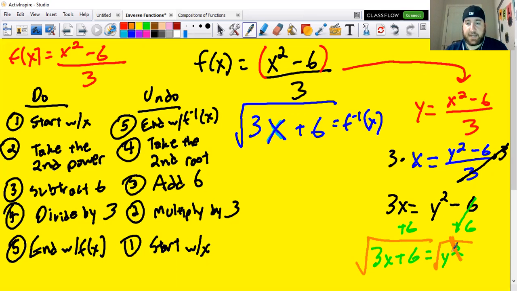All right. Take the square root of both sides. That cancels out. Again, I'm going to move it over here. So it leaves me with y equals the square root of 3x plus 6. Same thing I got up there. And again, always remember when you're doing switch x and y to swap that back out from the inverse function notation.